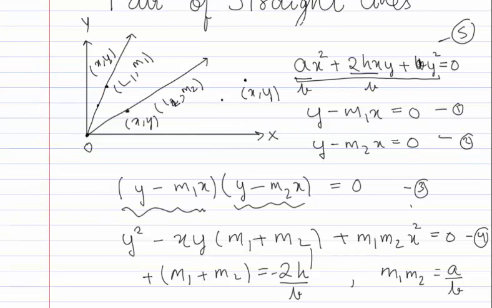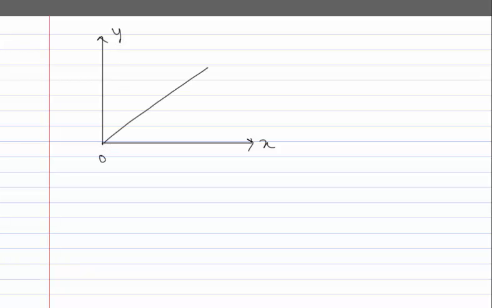So let me move to the next screen. Okay, so now let me draw the diagram again. I want to draw that coordinate plane again. This is my y-axis, this is my x-axis, this is my origin. And let's say this is the first line L1 with slope m1, and this is the second line L2 with slope m2.